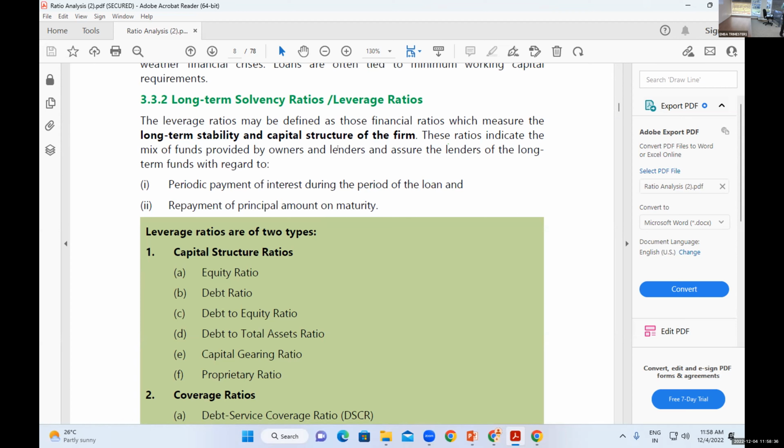Okay. So there are so many leverage ratios or long-term solvency ratios. First one is equity ratio. Second one, debt ratio, debt to equity ratio, debt to total asset ratio, capital gearing ratio. What is capital gearing? What is gear actually? All of you might be riding and driving a bike and car. Why do we use gear?